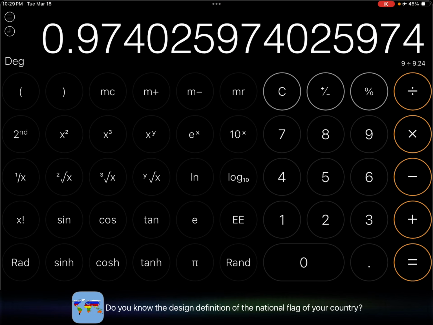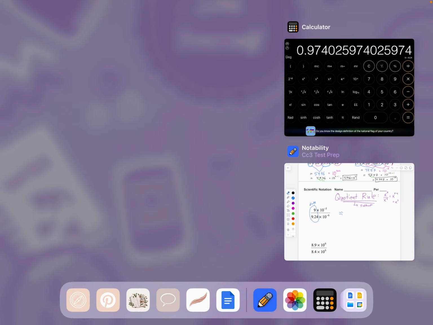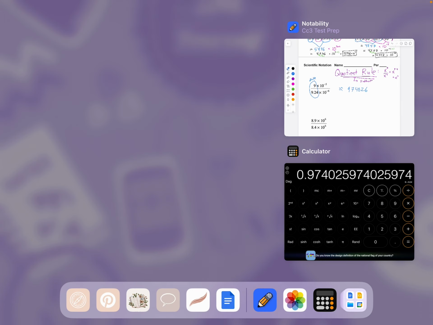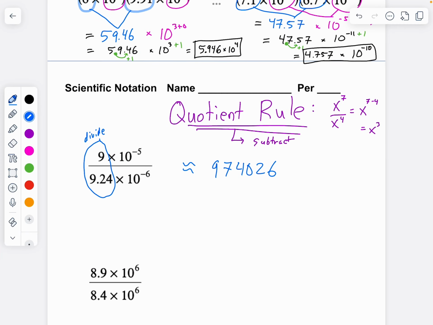Let's see if I can memorize this phone number. 9740259. 97402. Let's do 6. 974026 to round. 974026. Did I memorize it correctly? Double check. Yes. On your test, easier numbers. But this one, I'll just write several digits.